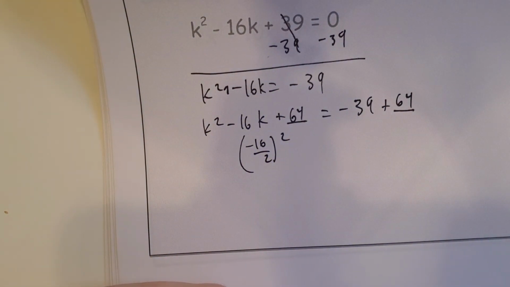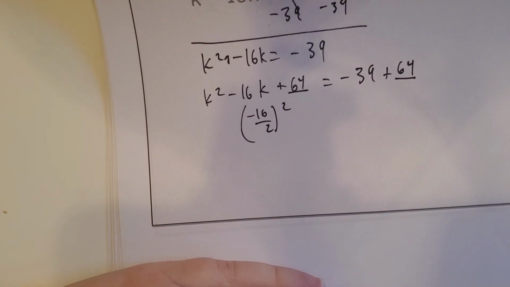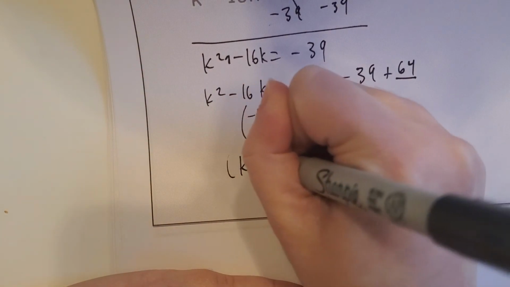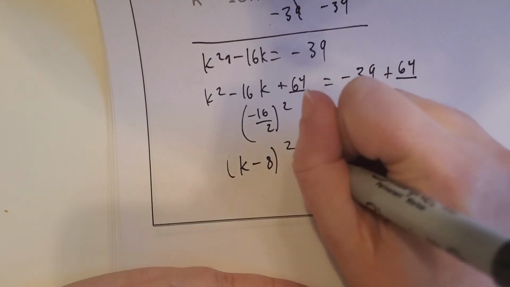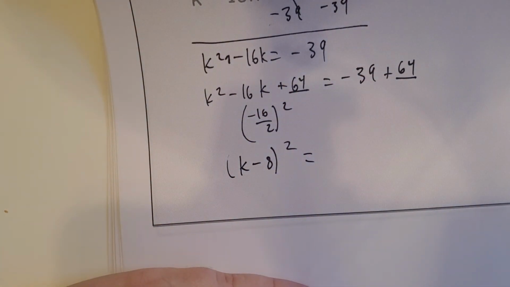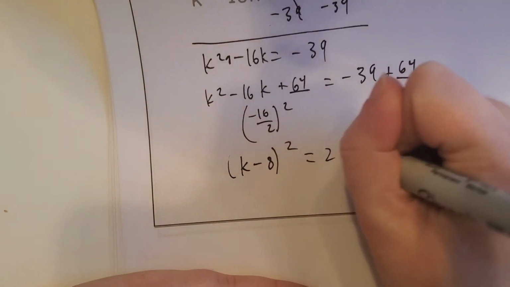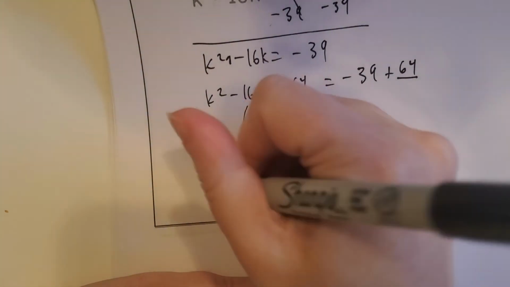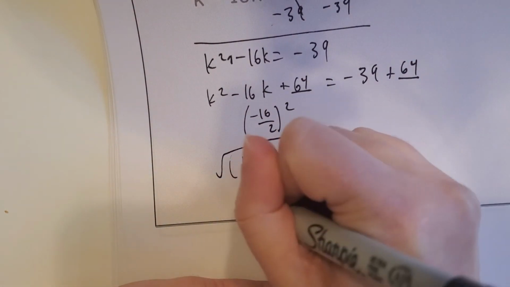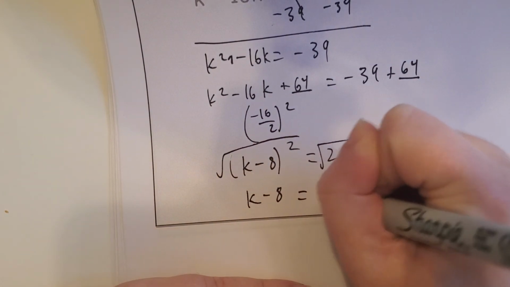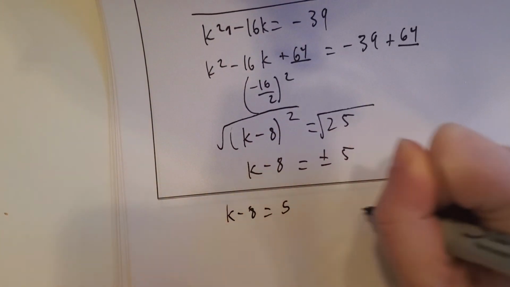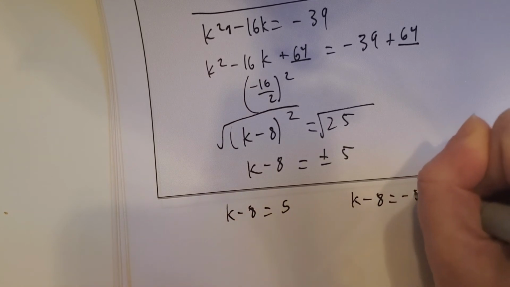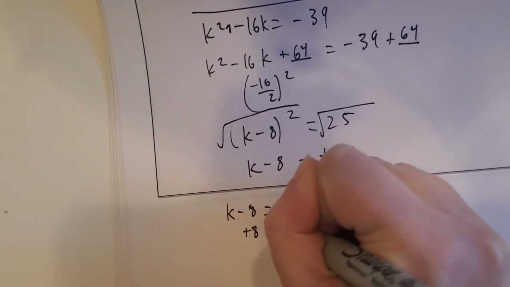What are factors of 64 that add up to negative 16? Negative 8 and negative 8. It matches up with the same b over 2 strategy. So this is k minus 8 times k minus 8, or k minus 8 squared, equals negative 39 plus 64, which is 25. So we've got another nice perfect square here. When we take the square root of both sides, we get k minus 8 equals positive or negative 5. Break that up. K minus 8 equals 5, and k minus 8 equals negative 5. And then we're going to solve.